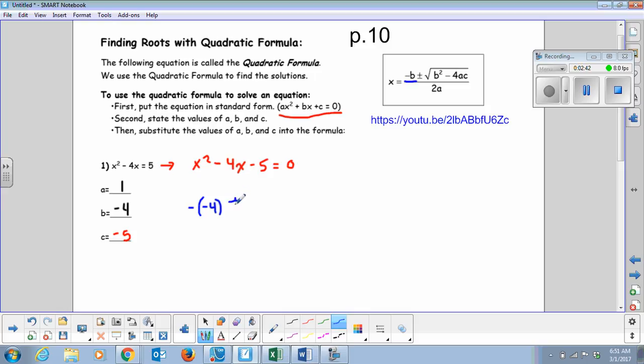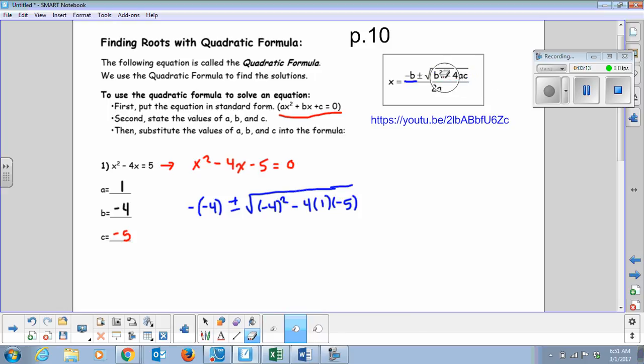Then we've got this weird symbol, plus or minus, and then we have the square root. b squared is negative 4 squared. And then we have minus 4a. My a is 1, and c is negative 5. If you did notes like you were supposed to yesterday, notice that this middle part is our discriminant. That's what we were looking at with our roots yesterday. So this is where that's coming from. It's coming from this formula. And that inside part is what tells you how many roots you have. You have 0, 1, or 2.